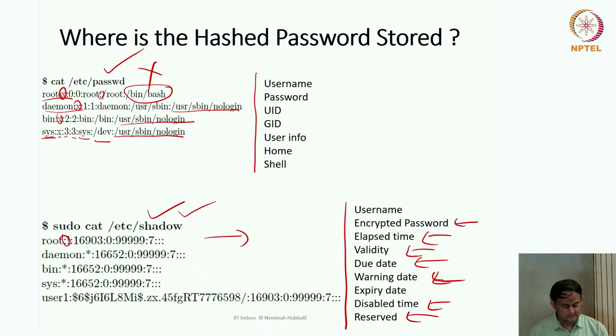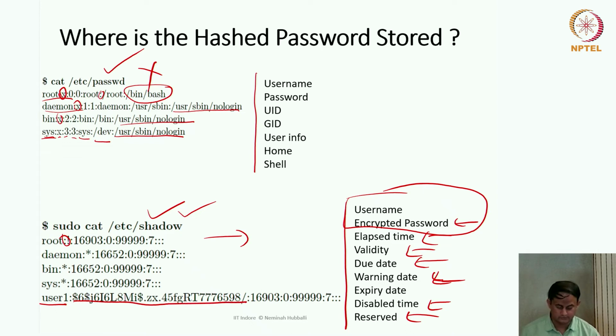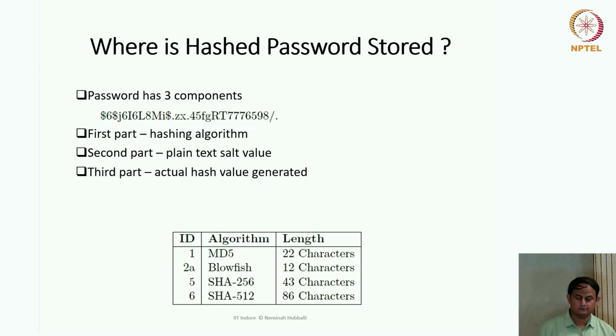These timers are, I think, self-explanatory. The two things of interest to us are the username and the encrypted password. If you look at the diagram, for user one, the last user here, the second column, whatever is between this and this is the place where the hashed password of user one is stored. This hashed password is again divided into three components.